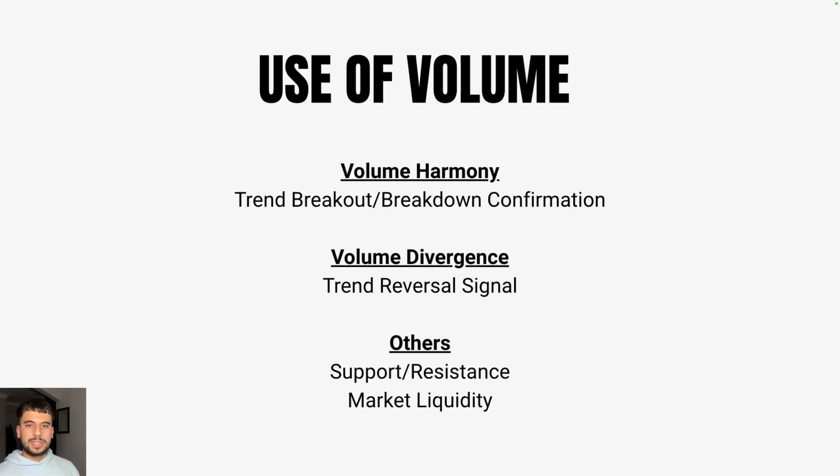And I like to use this indicator in the following ways. So we have volume harmony. This can help us identify trend, breakout, or breakdown confirmation. We've got volume divergence. This can help us identify a trend reversal signal. And some other methods where volume can be used include support resistance and market liquidity. So let's dive into those.